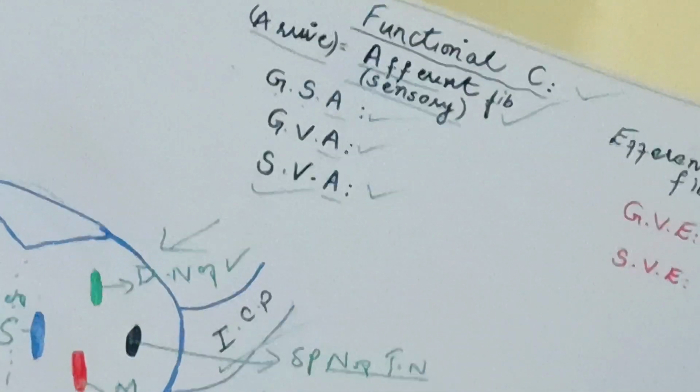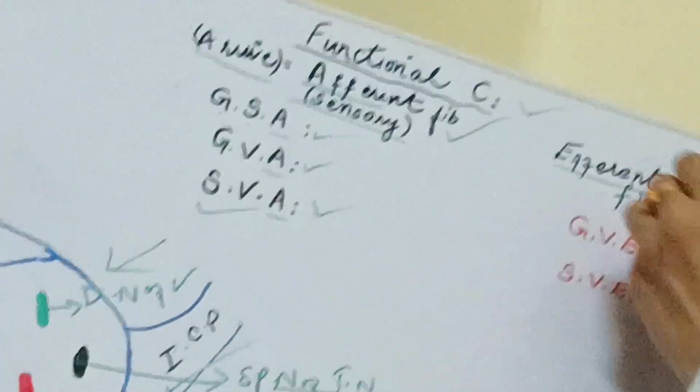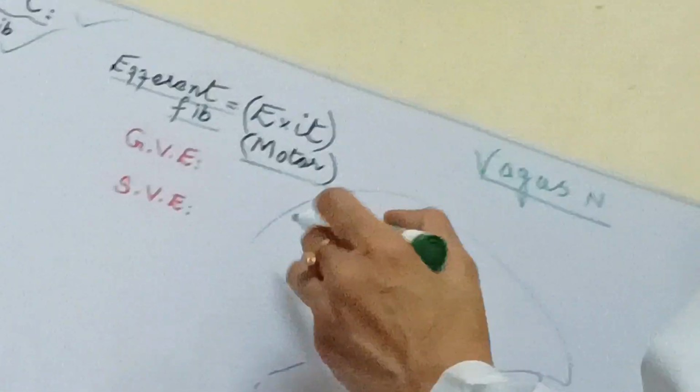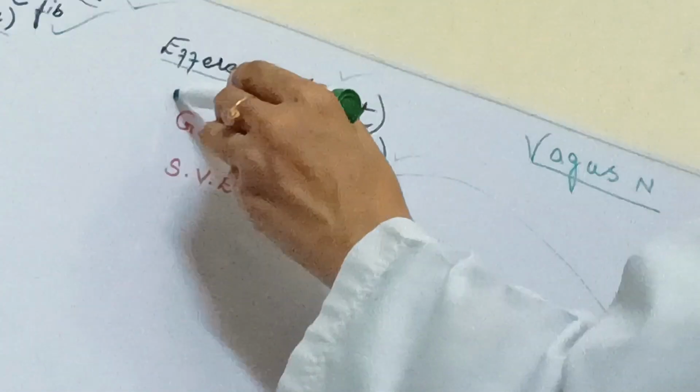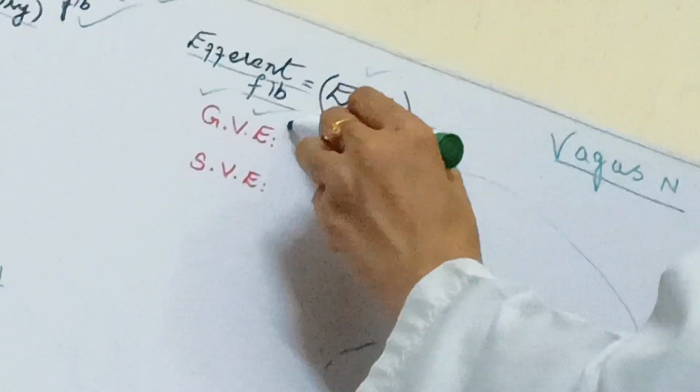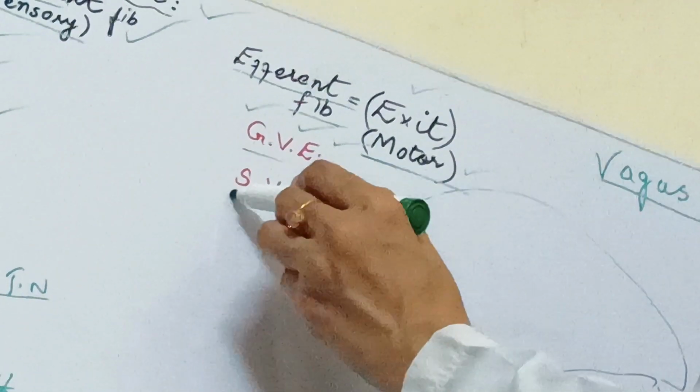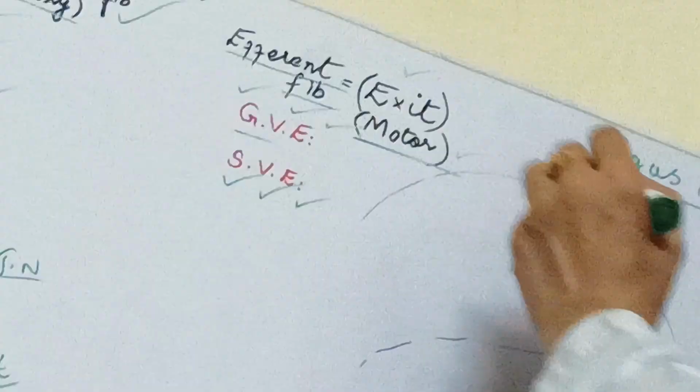Now just learn about the efferent fiber components, which of course show the exit, and they are motor in nature. So these are the general visceral efferent fibers and the special visceral efferent fibers.